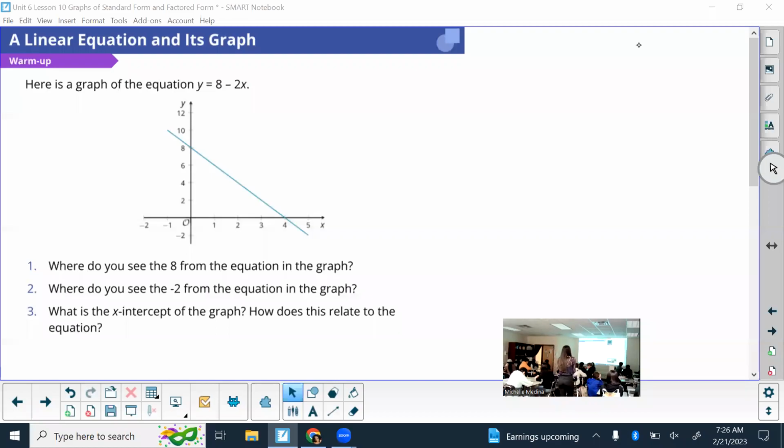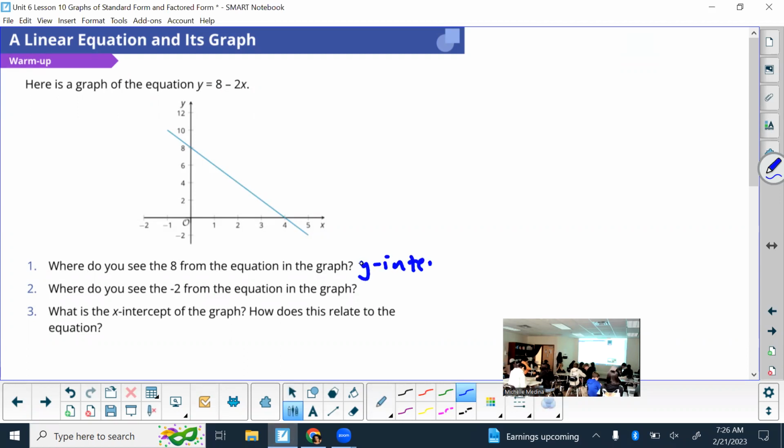Okay, so table 2, where do you see the 8 from the equation in the graph? The y on the slope. Okay, good. And how do you know that? You'll see that the eight goes through.